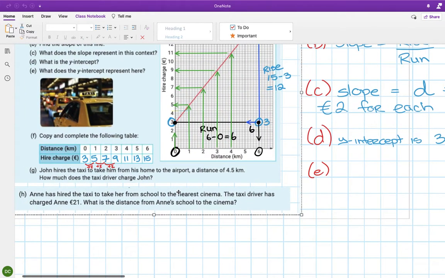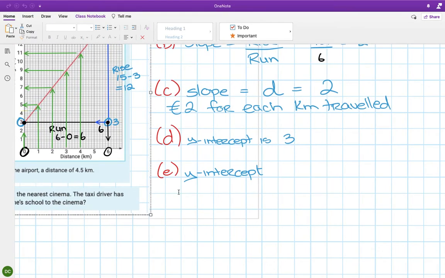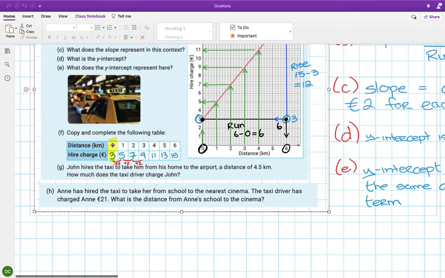Okay, again, look at, can you see it there? There it is. Okay, so someone asked me in one of the chats yesterday, is the y-intercept always the first term? Yes, it is. The y-intercept is always the same as the zero term. So here we have 0 kilometers traveled that cost €3.